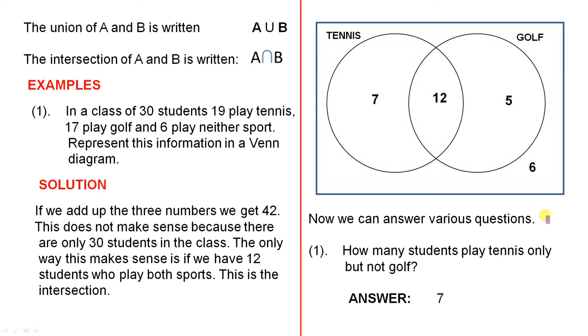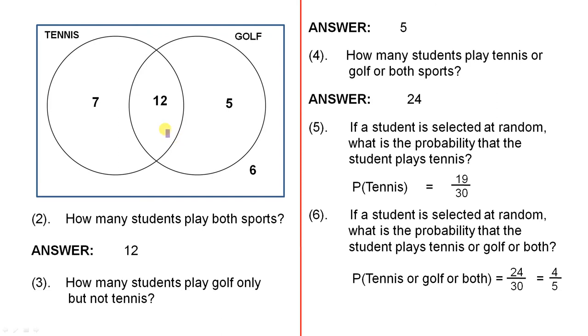Now we can answer various questions. Number one, how many students play tennis only but not golf? Tennis only is this section here. 7 students. So the answer is 7. I've just repeated the diagram so we can easily answer the questions.